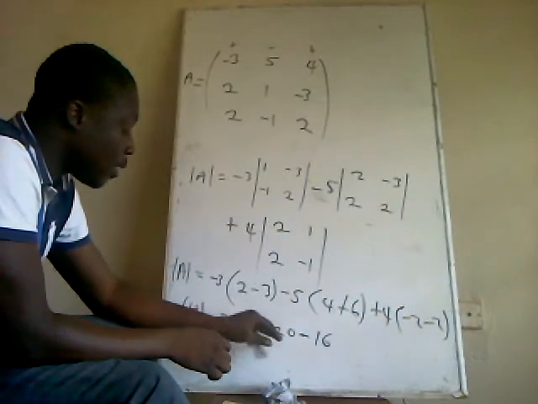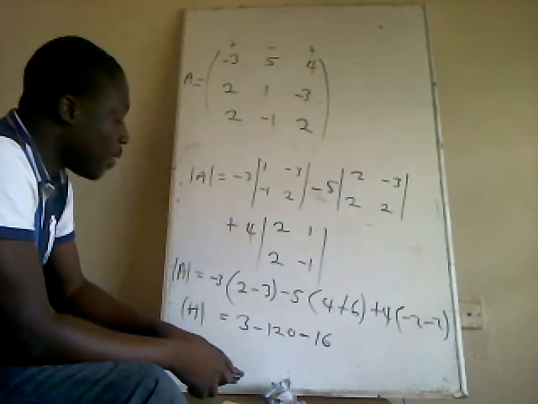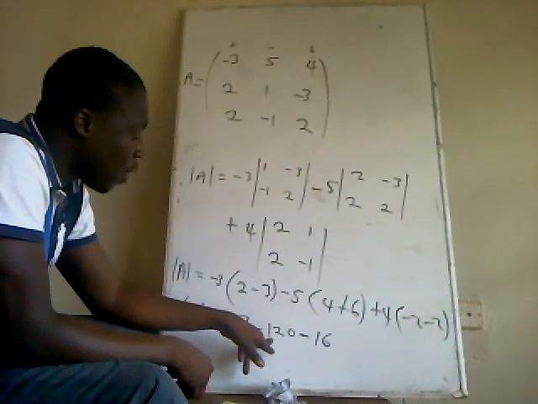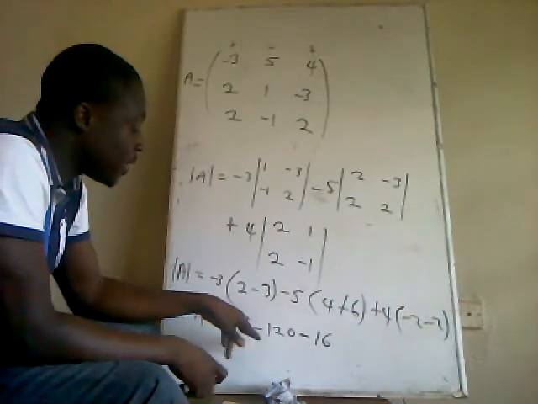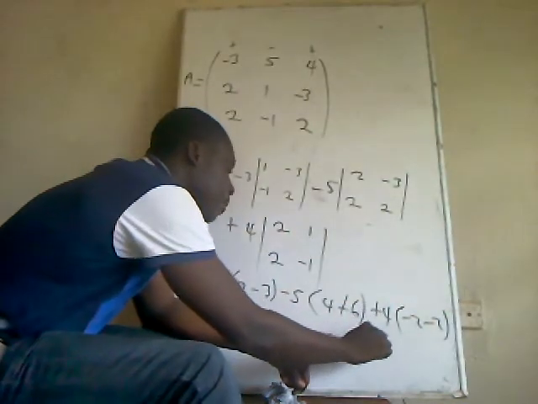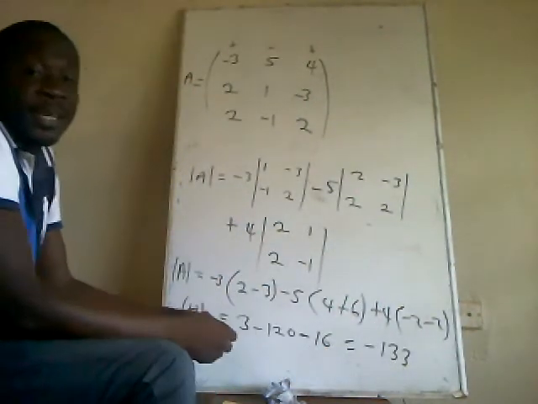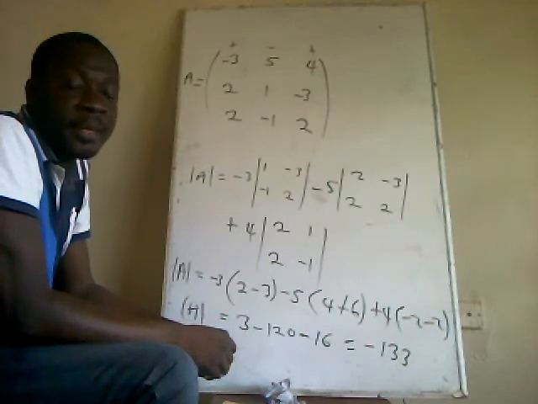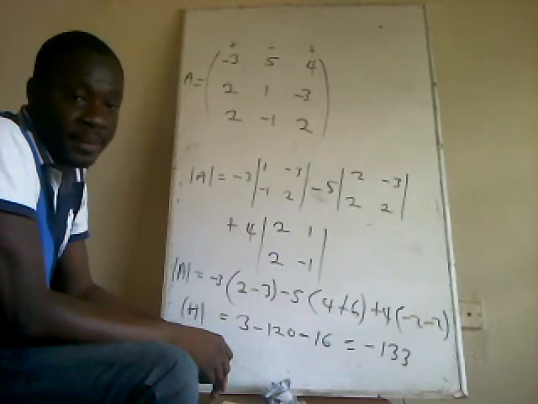Okay, let's move on. Now, 3 minus 120 minus 16. What is it giving us? This and that is giving us 136. 136 minus 136 plus 3 is minus 133. So this is minus 133. So that is our determinant. So we can find the determinant of a 3 by 3.